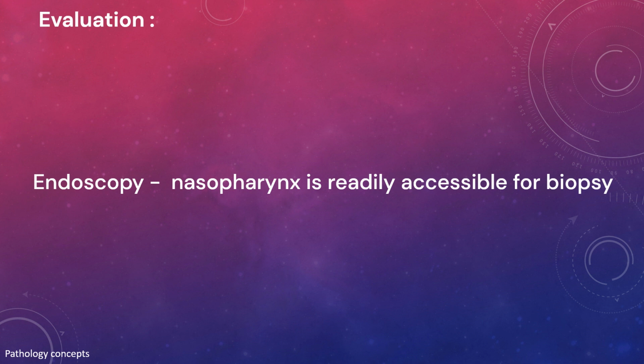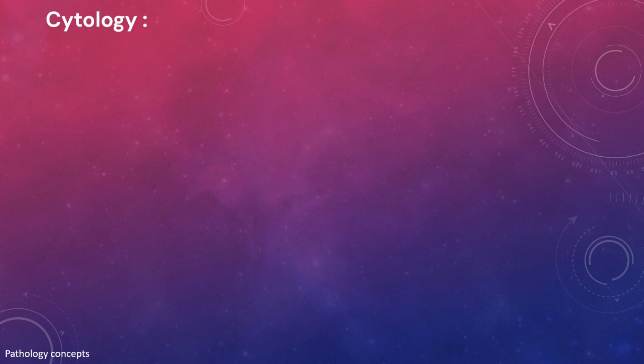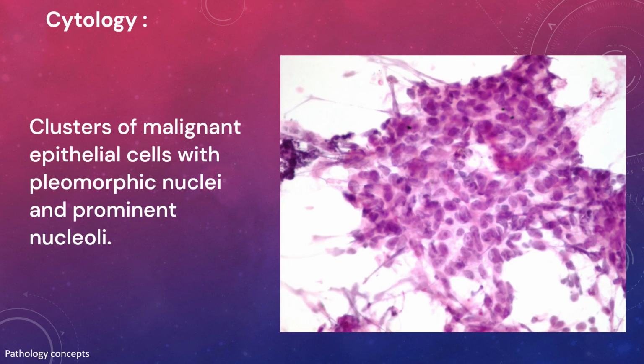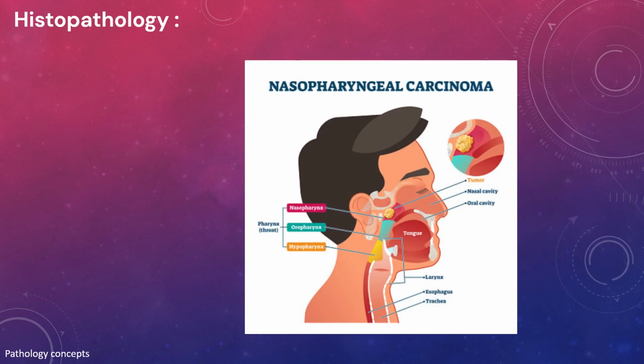And the next is endoscopic evaluation. It is readily accessible for biopsy via endoscopic or transnasal routes. The cytological findings include clusters of malignant epithelial cells with pleomorphic nuclei and prominent nucleoli. Now let's learn the histological findings. Gross pathology findings may be variable, including a friable ulcerated mass, a smooth mucosal bulge, or an infiltrative mass.